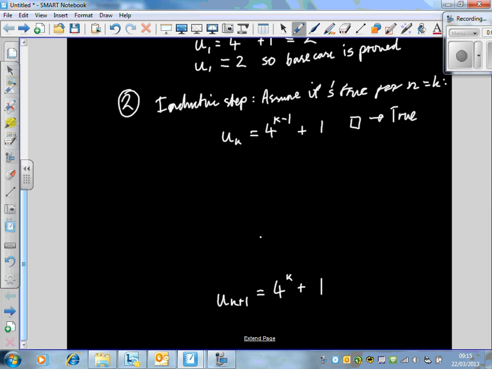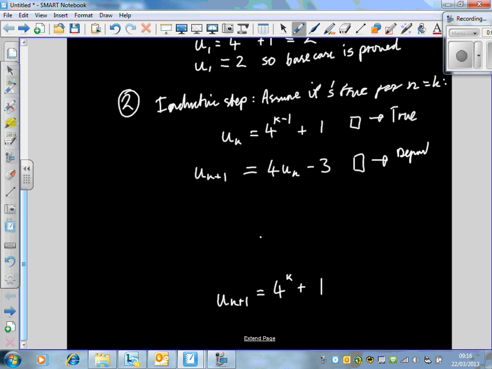So any ideas? We've got u_k, how can we get to u_(k+1)? Stephen? No, that's what we do for the other one, because that's a sum. This isn't a sum, this is just a definition. The only bit we know is that this is true, and what else is true? What is the expression for u_(k+1) from the question? We've all got it written down somewhere, right at the top. Sam? u_(n+1) equals 4u_n take 3. Or u_k take 3, yeah?